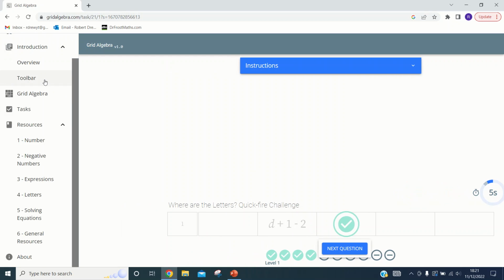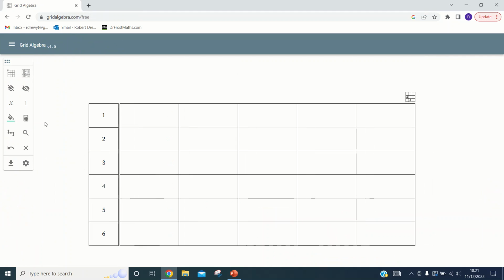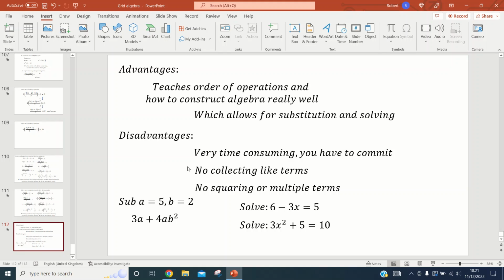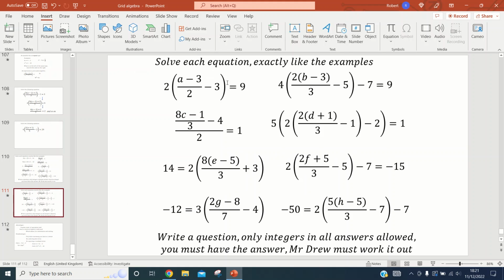Grid algebra is great. I hope that I have summarized that well. I think I had a slide here that summarized everything. Was it here? Yeah, it teaches order of operations. It teaches constructing equations, which allows for substituting and solving super well. Like my year 7s were solving these equations, which not many year 7s can solve, right? So it's so good at teaching that.